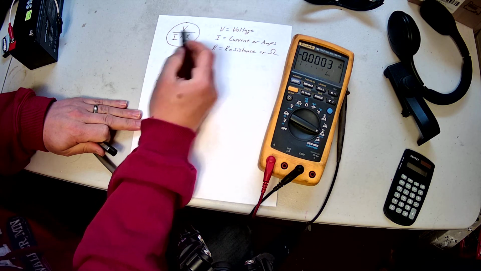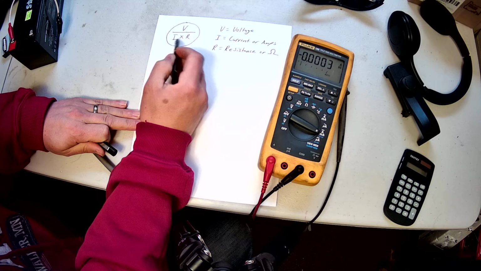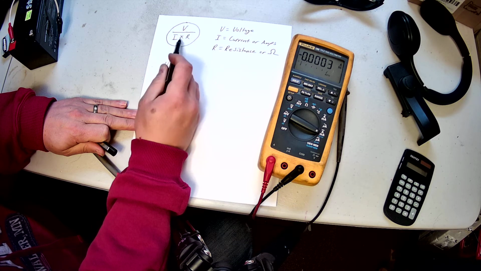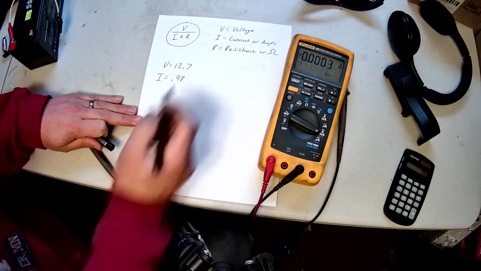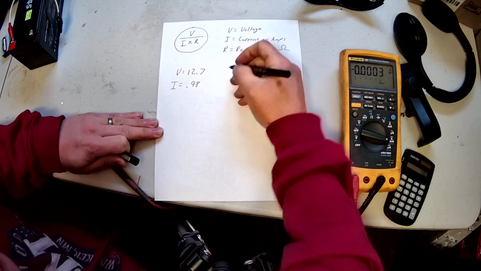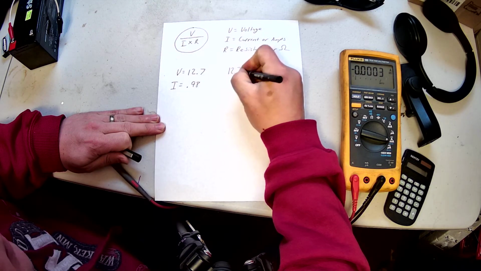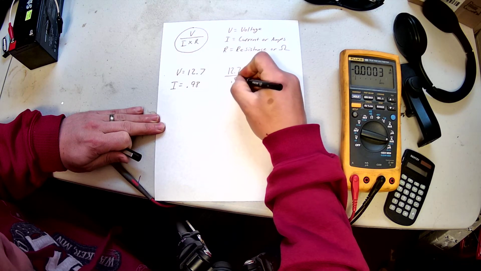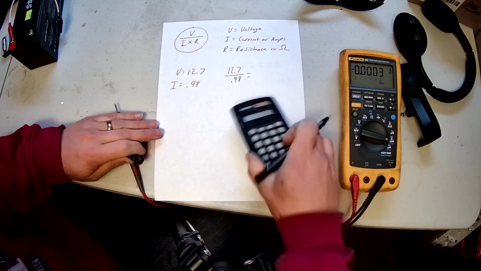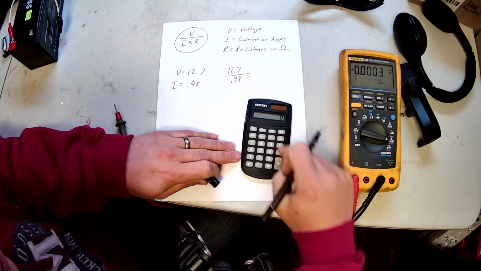Okay, so now we're going to use this formula. If we know the voltage and the amperage, then we're going to use the divide. If we knew the current and the resistance, we would multiply. So some simple math right here. I'm just going to go ahead and rewrite this. 12.7 divided by 0.98 equals, get my handy calculator out, try it out.